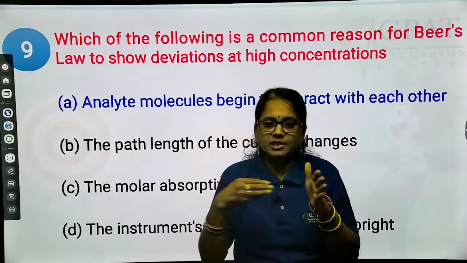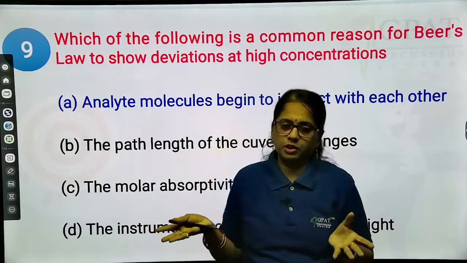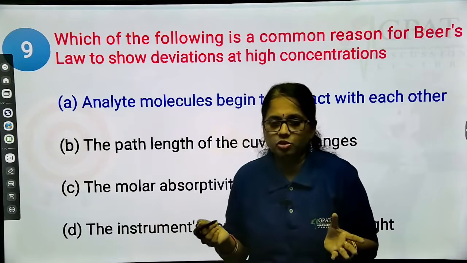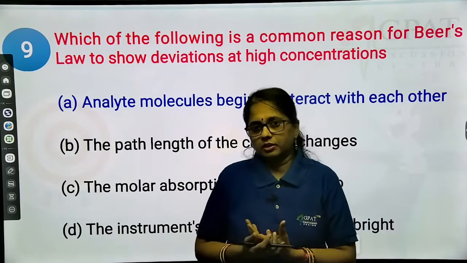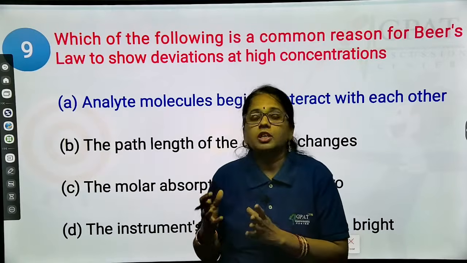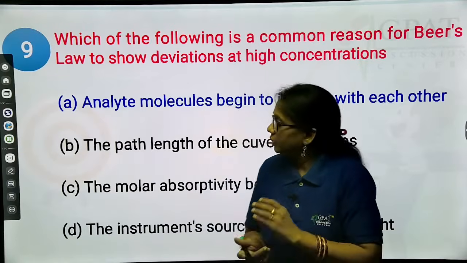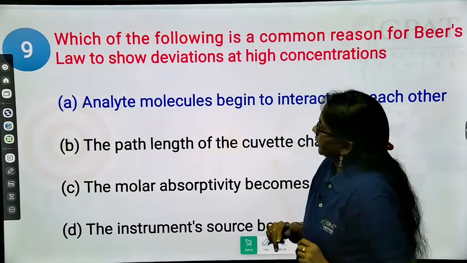Thereby the transmission of the light is not going to take place automatically. It is not following the linear path at high concentrations. This is the problem. Okay, so option A is the right answer.